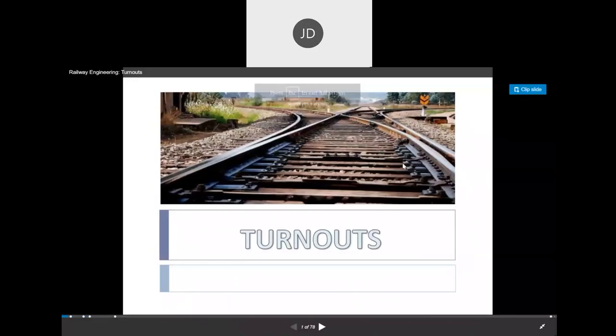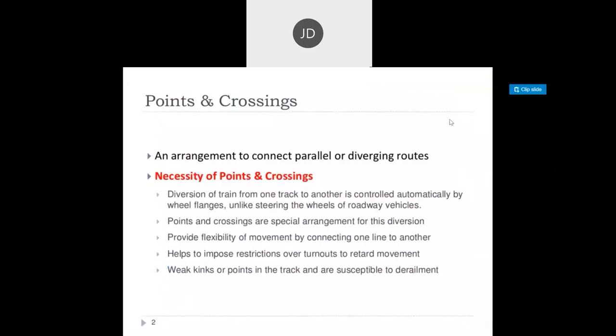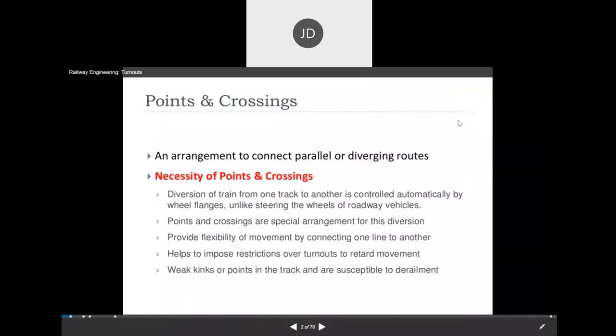So we'll just start from the beginning again, just for an overview. Basically, why do we need a point and crossing? The importance of points and crossing in a railway track is that the diversion of a train from one track to another is controlled automatically by the wheel flange, unlike steering the wheel on roadway vehicles.